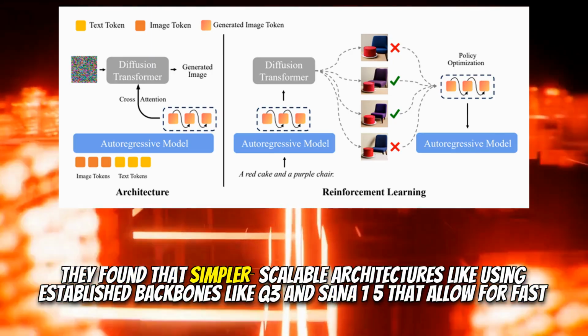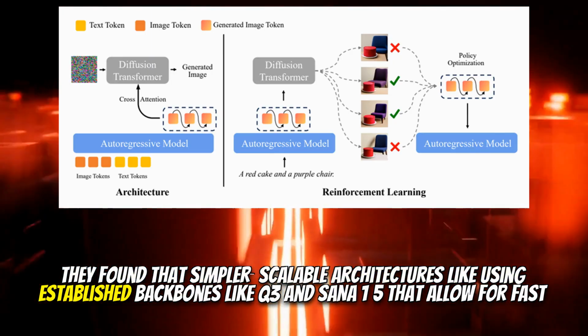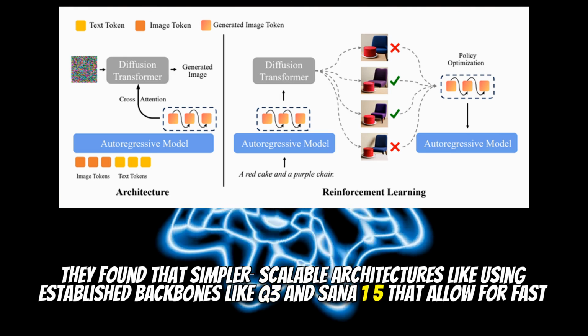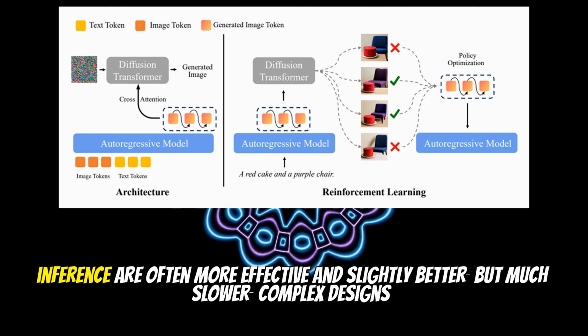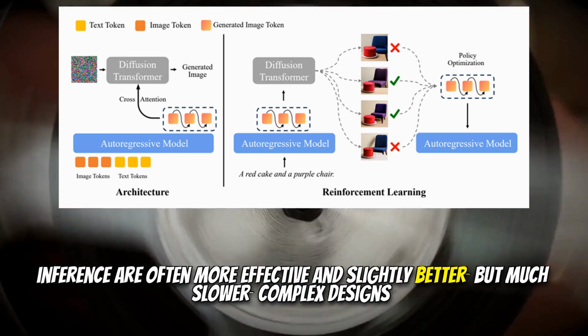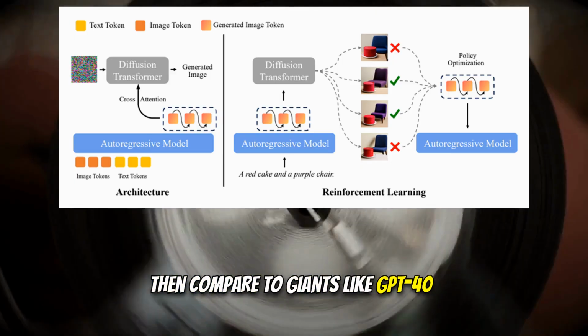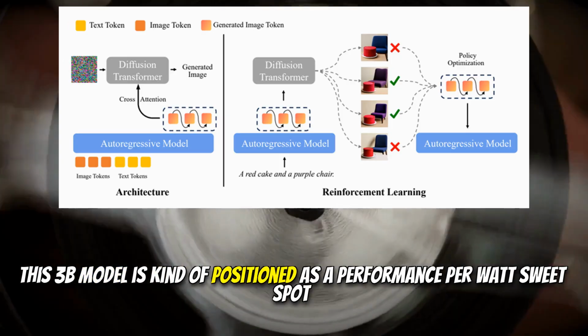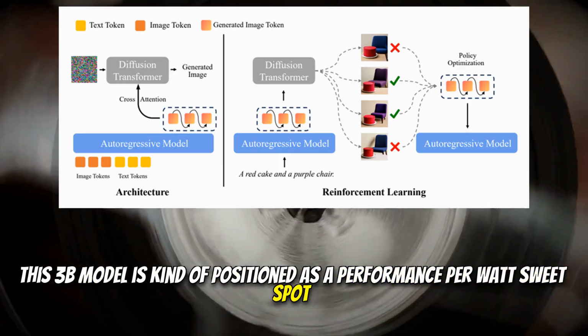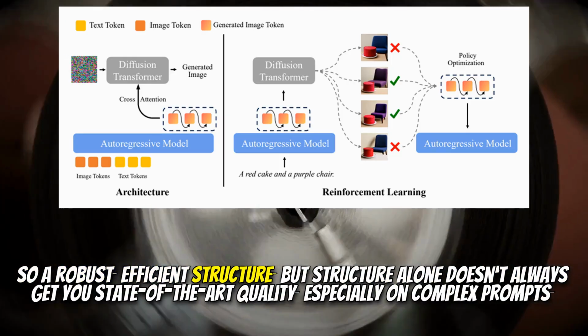They found that simpler, scalable architectures that use established backbones like Qwen 3 and Qwen 2.5, which allow for fast inference, are often more effective than slightly better but much slower, complex designs. Then compared to giants like GPT-4o, this 3B model is kind of positioned as a performance per watt sweet spot. So a robust, efficient structure.